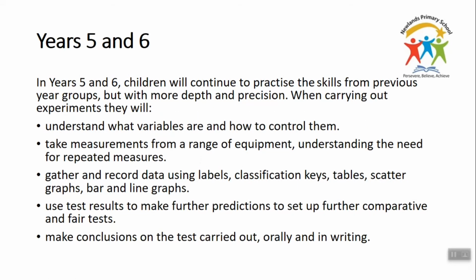Years 5 and 6. In Years 5 and 6, children will continue to practice the skills from previous year groups, but with more depth and precision. When carrying out experiments, they will understand what variables are and how to control them, take measurements from a range of equipment, understanding the need for repeated measures to increase accuracy. They should also be able to select what they think is the best equipment for the task.